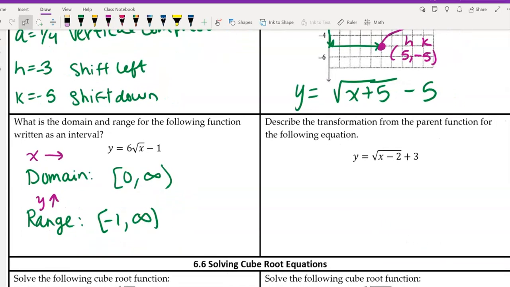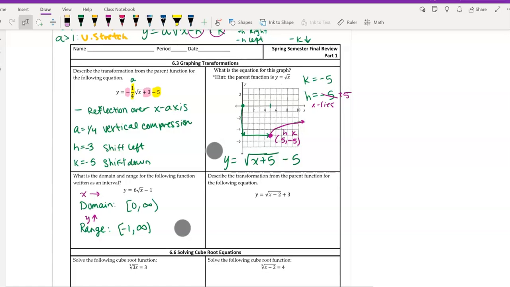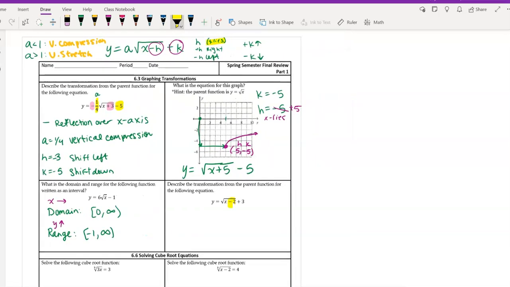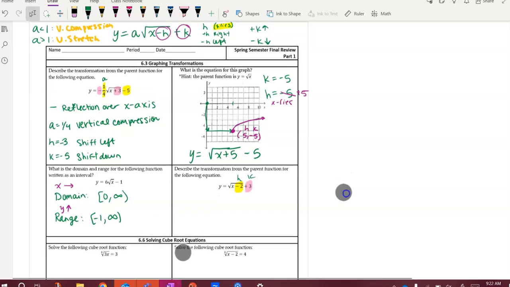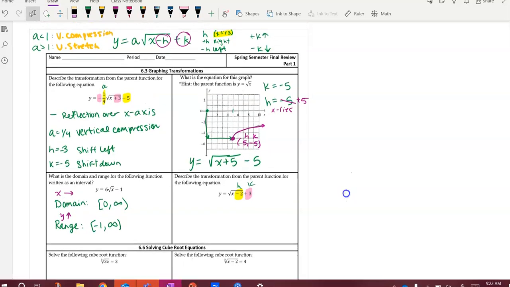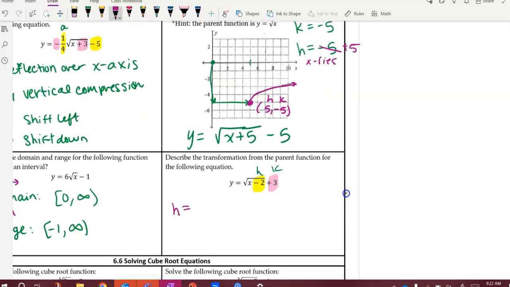All right. Describe the transformation from the parent function for the following equation. All right, so we're looking back at what we had earlier at the top of our page. Here's our h, here's our k, and h here is -2. We know x lies, so h is really a +2, which means we're moving to the right. K is a +3, which means we're moving up. So we have a shift right and a shift up.